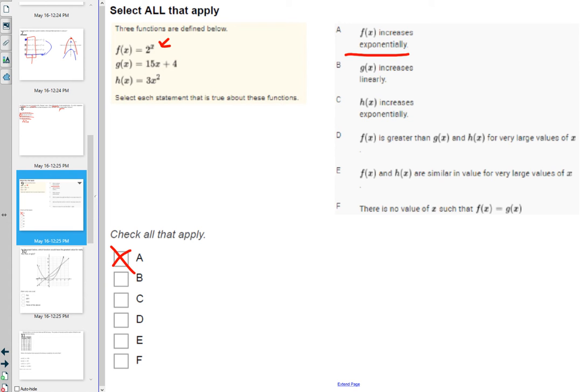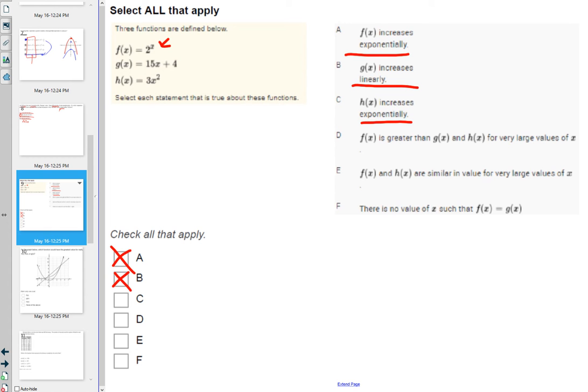G of x increases linearly. Is g of x a linear function? Yes, it is. Bam, B works. H of x, does that increase exponentially? No. What type of function is h of x? It's quadratic, so no dice.